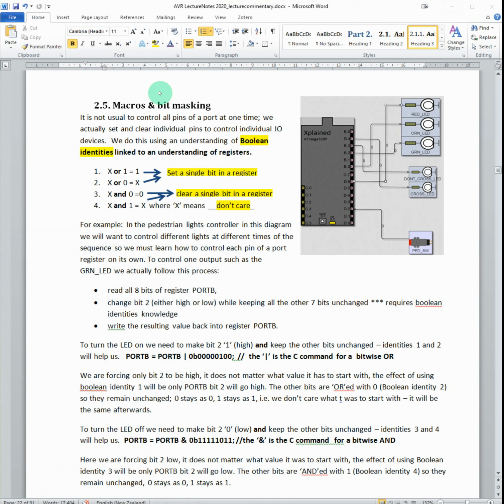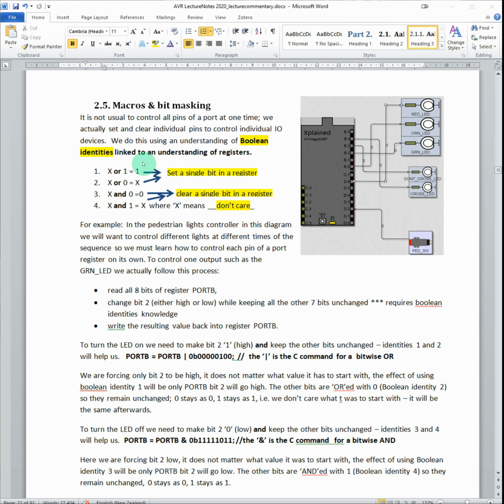So let's have a look at these macros and the use of the term bit masking, which means that we want to test or set a specific bit within a register or a memory location. It doesn't have to be a register, it could be in a variable. We could test or set or clear a bit in a variable as well as a register. And we do this through bit masking. In other words, identifying the specific bit we want to check or set, and then only setting or testing that particular one. And so we make use of our Boolean identities, and we use the OR function.